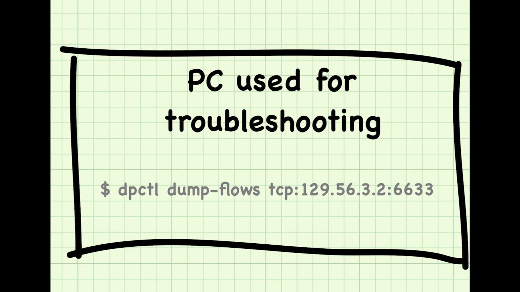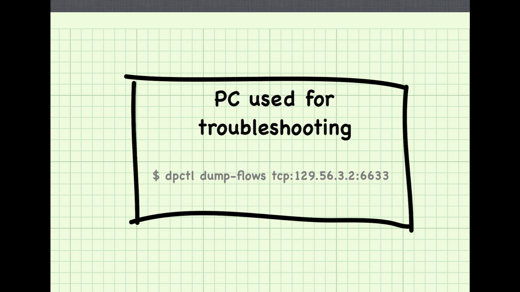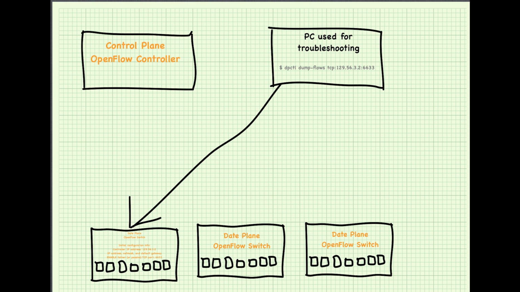One is called dpctl. It's a command line tool. If you have a PC with dpctl installed, you can initiate a connection to an OpenFlow switch. A switch with this passive port enabled will accept the connection from the PC. Usually this command line utility allows a user to dump contents of the OpenFlow table on the switch. It can also be used to interrogate the switch in terms of its capabilities, and it can even be used to install entries in the OpenFlow table on the switch.